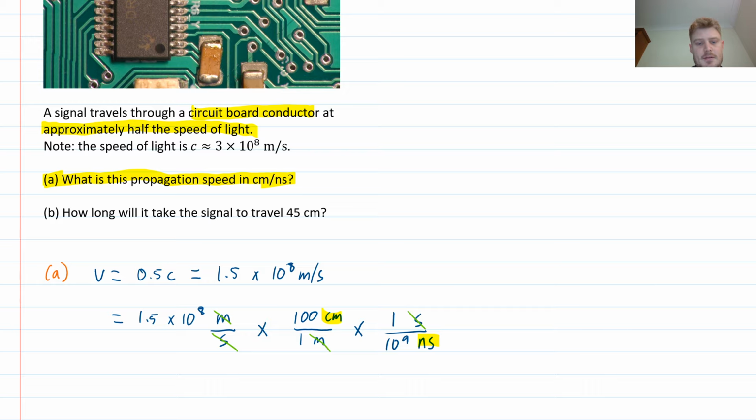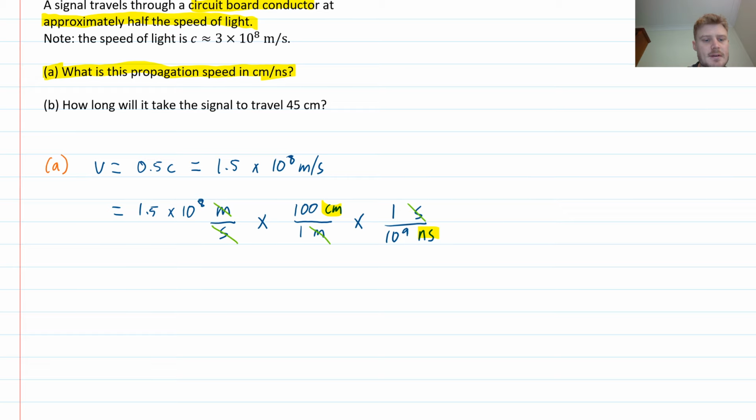So now I can just go through and multiply out all of these numbers. Here I can see 10 to the 8 times 100 gives me 10 to the 10, divided by 10 to the 9, so this will leave me with 1.5 by 10 to the 1, and the units will be centimeters per nanosecond. We might as well write that as just 15 centimeters per nanosecond.